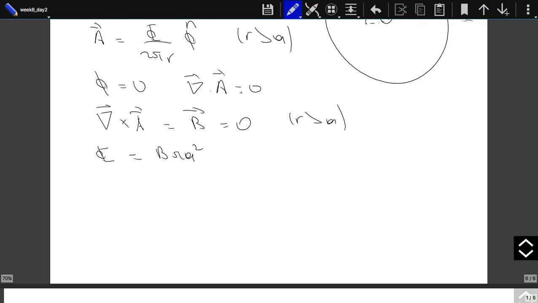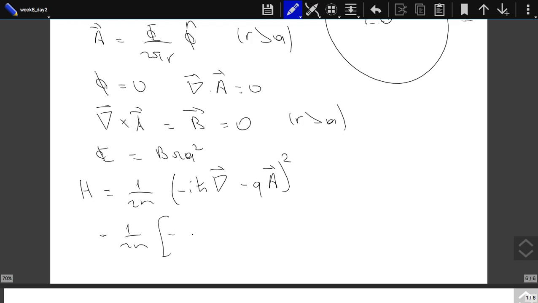Now let's write the Hamiltonian. It is 1 over 2m times (minus i h bar gradient minus q times A) squared. This is our Hamiltonian, there is no potential term. This is equal to 1 over 2m times minus h bar squared times the Laplacian, plus i h bar q twice A times the gradient.